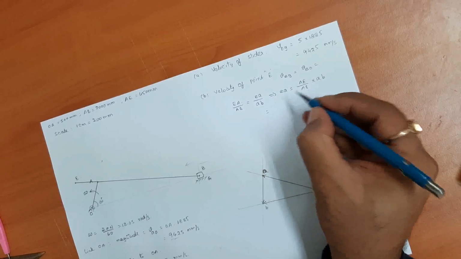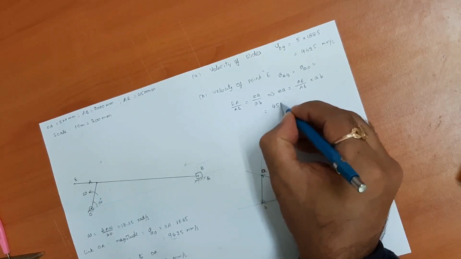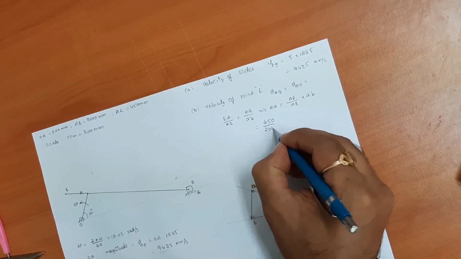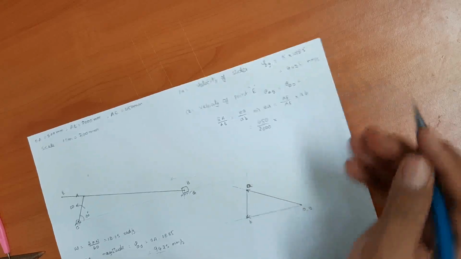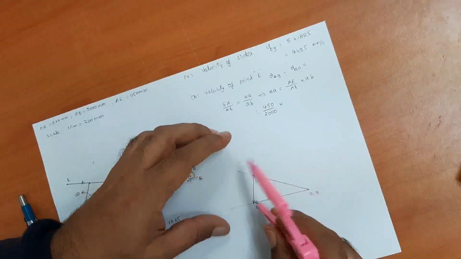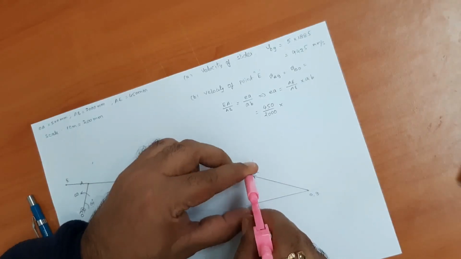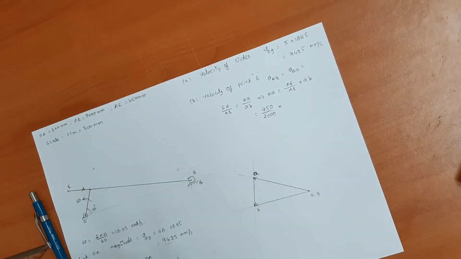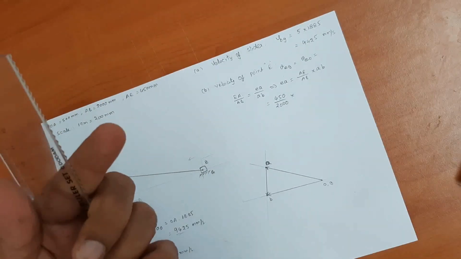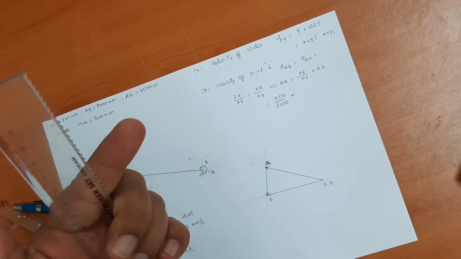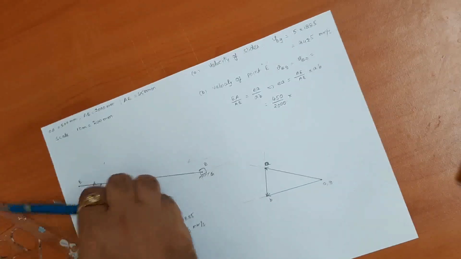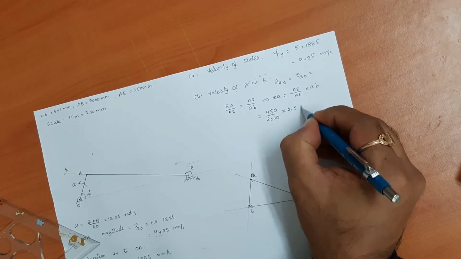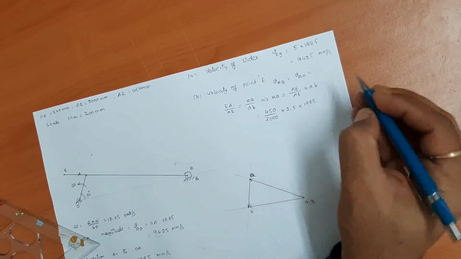So AE is 450 divided by AB is 2000, into AB. AB you can measure here. AB, how much? I'm getting 2.5. So this is 2.5 into 1885, because our scale is this one.